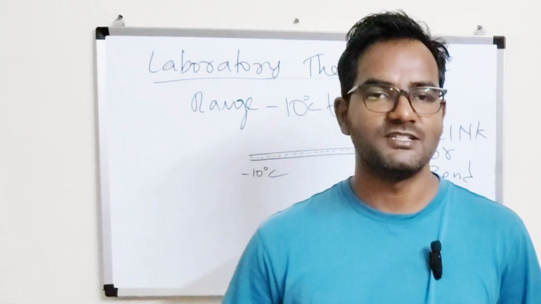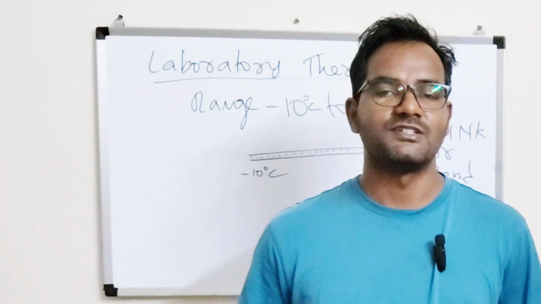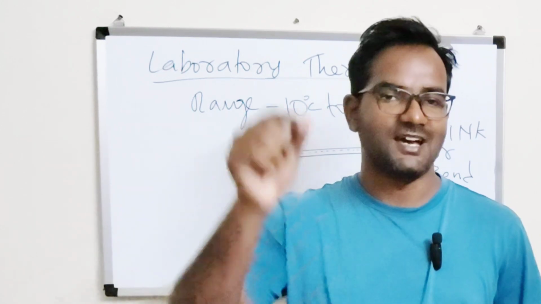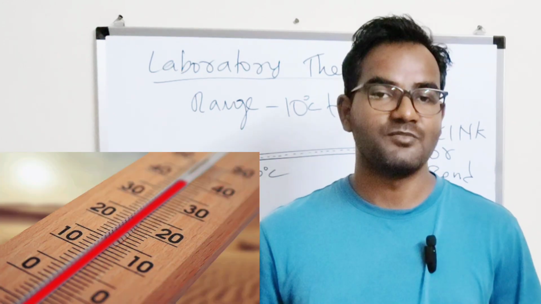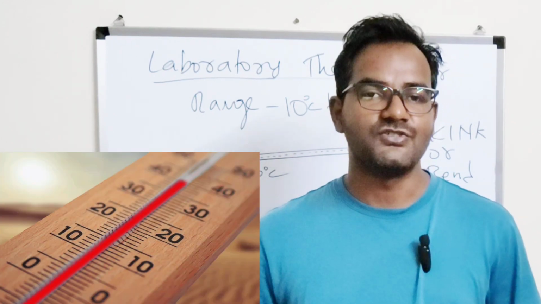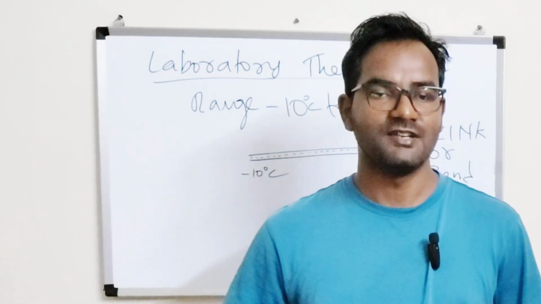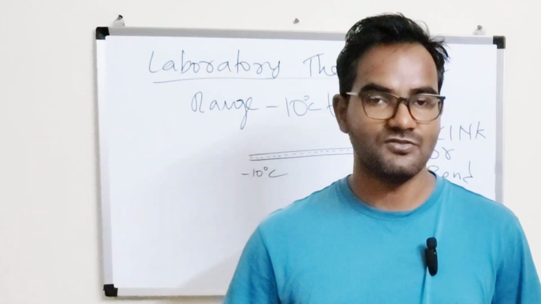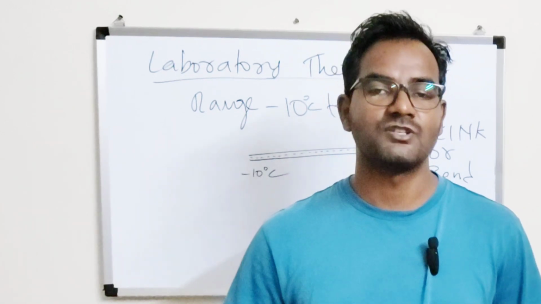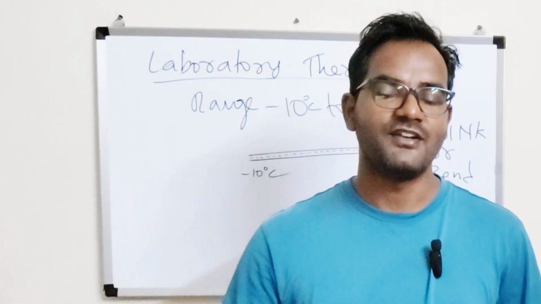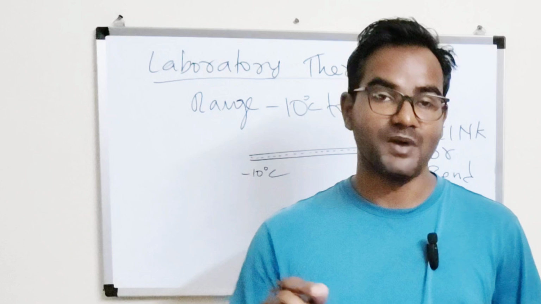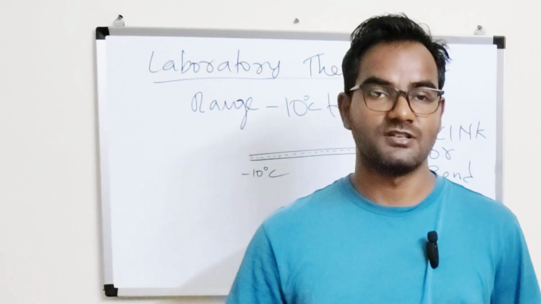Now the metal contained in the thermometer is mercury, right, which you can see as a red line inside the thermometer. Now what is the normal temperature range of clinical thermometer? It is 34 degrees Celsius to 42 degrees Celsius. And what about the laboratory thermometer? It is from minus 10 degrees Celsius to 110 degrees Celsius. So remember, this range is very important.